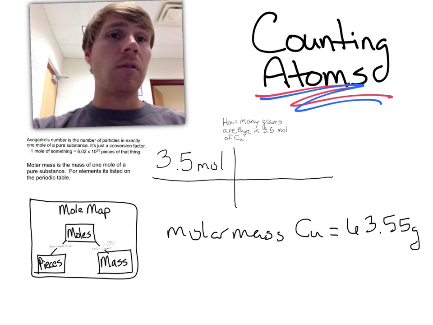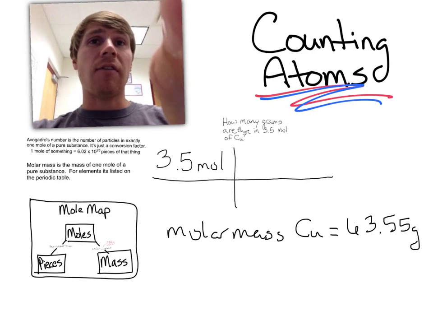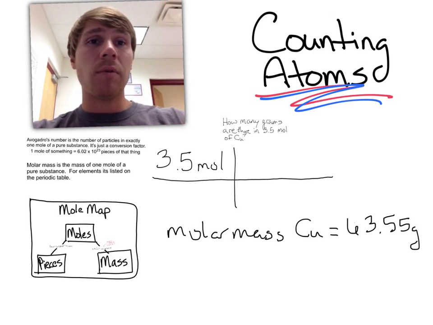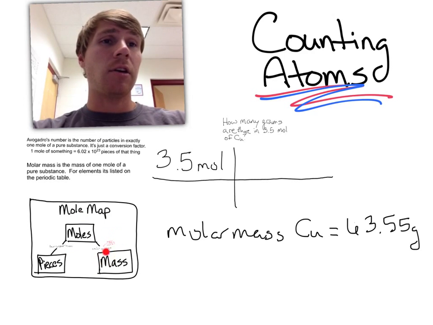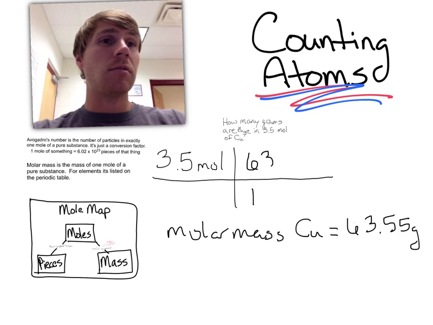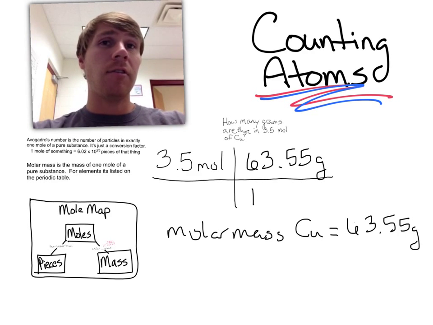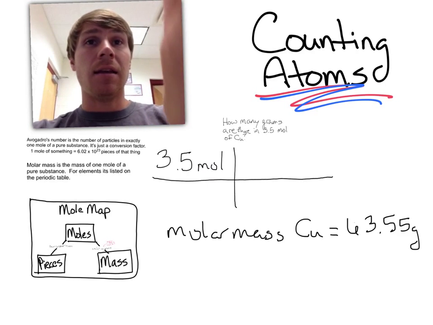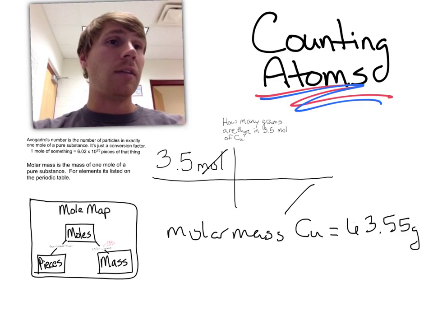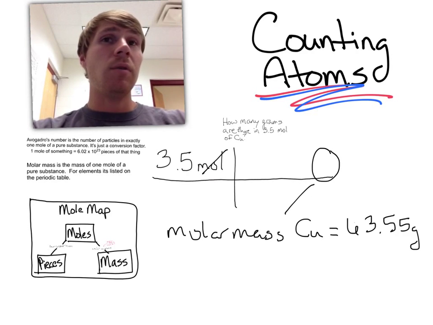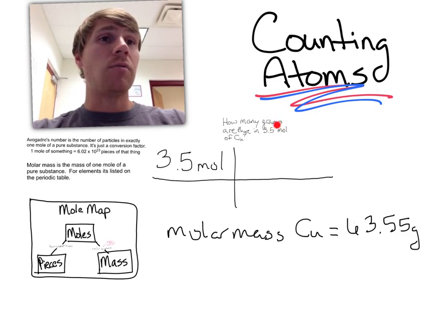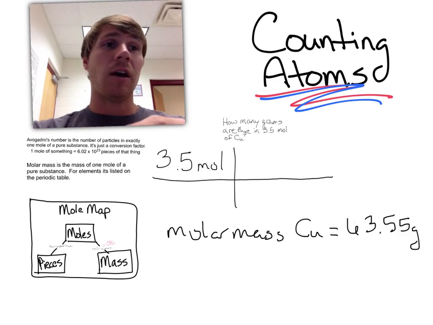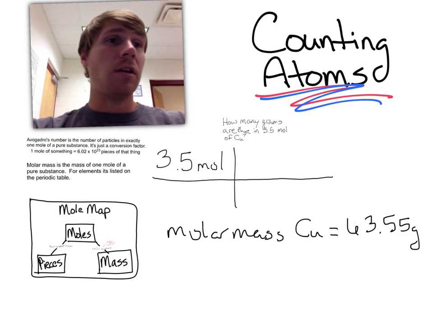Okay, so what that means is, if I'm looking back at our mole map, I know it's kind of hard to see, that's why I wanted you to write it down earlier, but I know that I'm going to have 1 mole equals 63.55 grams. Well, now that I have moles on the top and on the bottom, I can cancel them out. And the only unit I'm left with is grams, which, if you look back to our question, how many grams are there in 3.5 moles of copper? We've answered that.